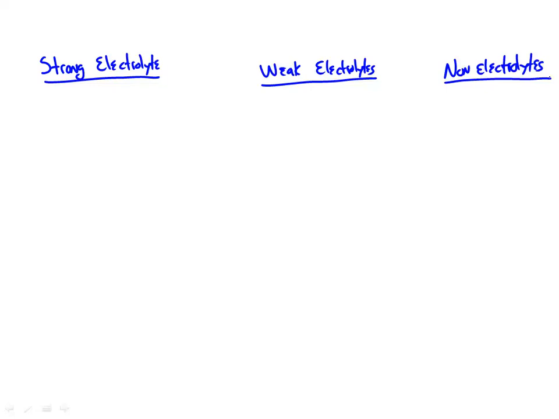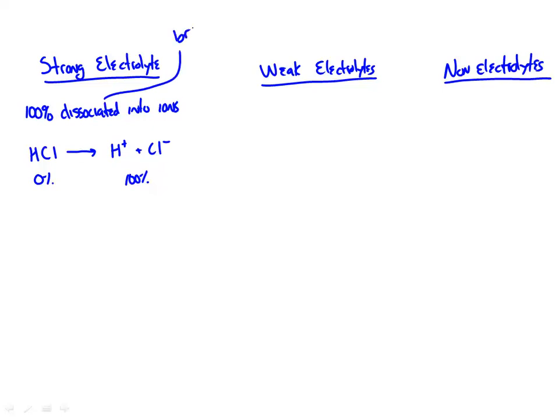Okay, so strong electrolytes break down or are 100% dissociated into ions. It means that if I take a look at a reaction like this, HCl is an example of a strong electrolyte, H plus and Cl minus. At the end of dissolving it, I would have 0% HCl and 100% H plus and Cl minus ions. So dissociate is a fancy word for break apart.